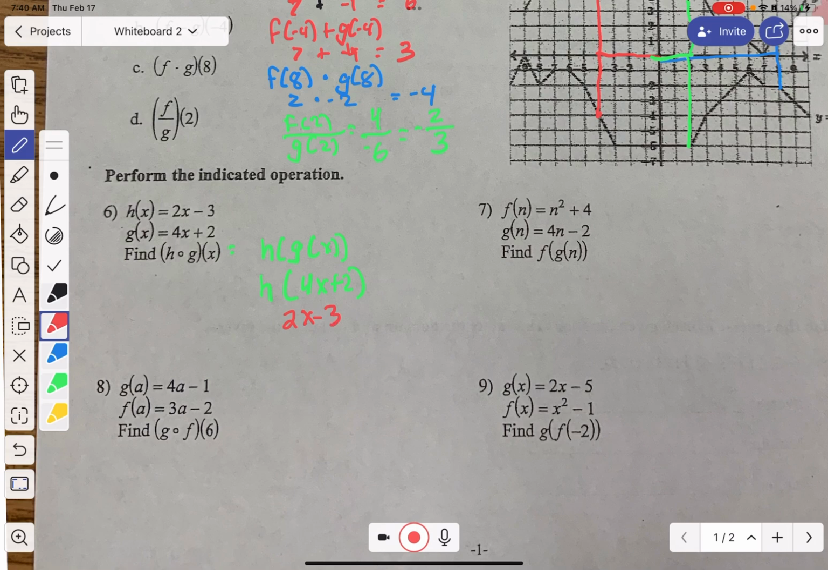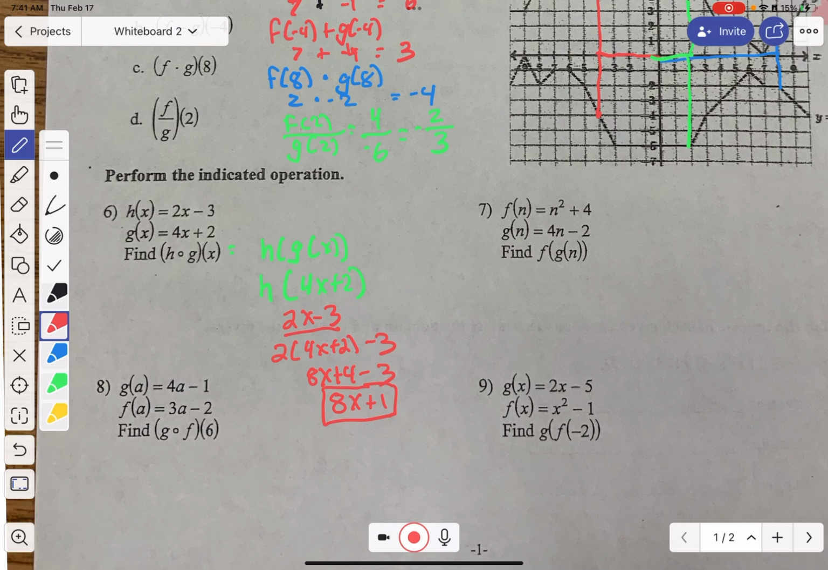So anywhere I see an x in this function, I'm going to replace it with 4x plus 2. So this would be 2 times 4x plus 2, minus 3. So that's 8x plus 4 minus 3. So 8x plus 1. And that's our rule for the first one.